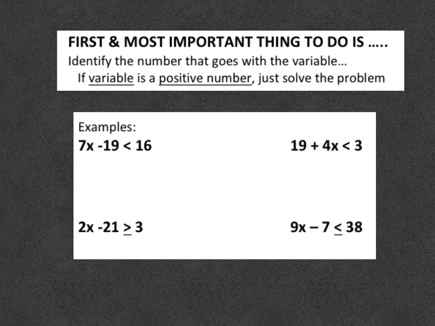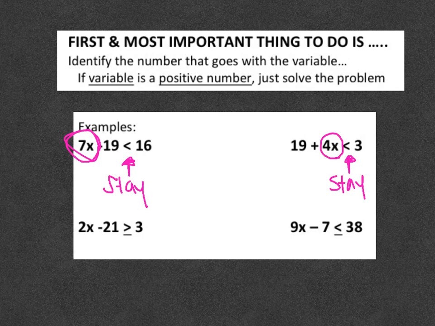When you look at these first four, this is just an example showing you that when you look at the variable, if it's a positive number, you're not going to change your inequality symbol. That's going to stay the same. When you scoot over to the next one, it has a positive 4x, or add 4x, so your symbol is going to stay the same. No need to flip or reverse it.